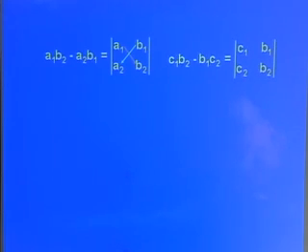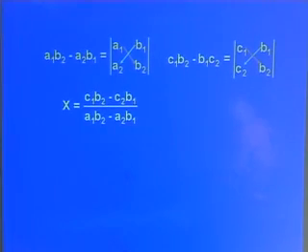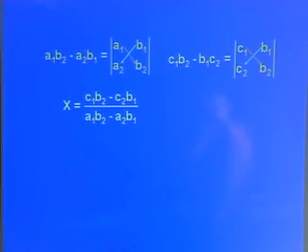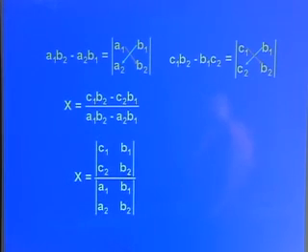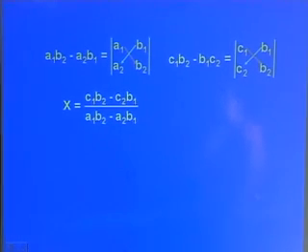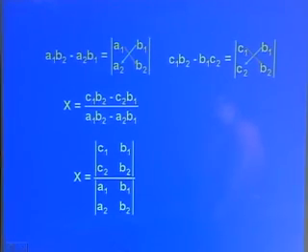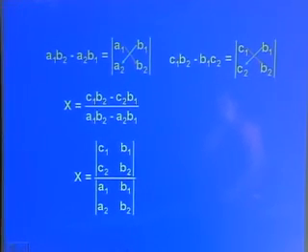Similarly, one can write down the expression c1 b2 minus b1 c2 as a determinant. Then the expression for x which we have obtained in my earlier slide, x is equal to (c1 b2 minus c2 b1) divided by (a1 b2 minus a2 b1), can be written as the determinant of the matrix c1 b1, c2 b2 enclosed in vertical lines, divided by the determinant of the matrix a1 b1, a2 b2 in vertical lines. So x is equal to the determinant of (c1 b1; c2 b2) divided by the determinant of (a1 b1; a2 b2).